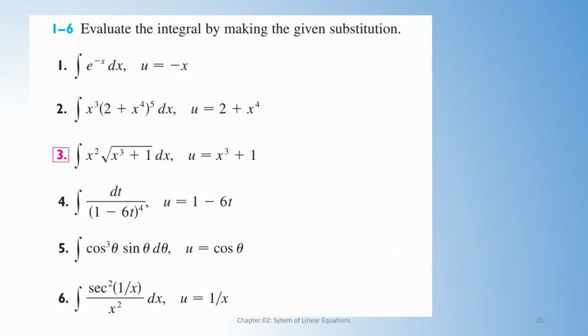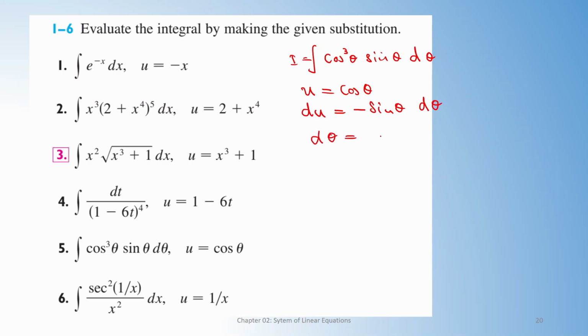Question number 5. So we have the integration of cos 3 theta sin theta d theta. We are given the substitution u is equal to cos theta. Then du, differentiation of cosine is minus sine theta, differentiation of theta is d theta. So you can replace d theta as minus du over sine theta.